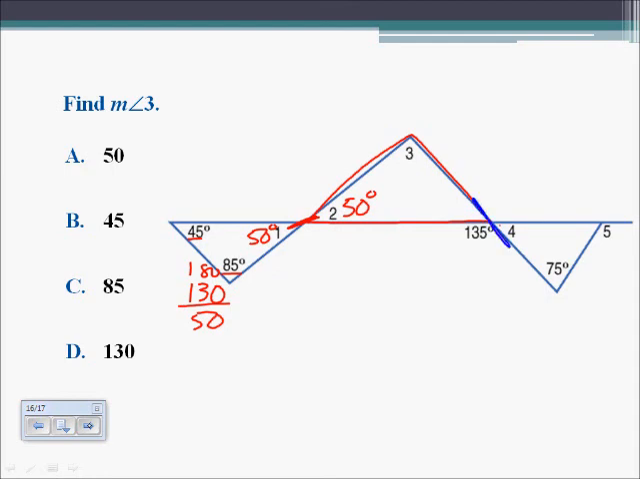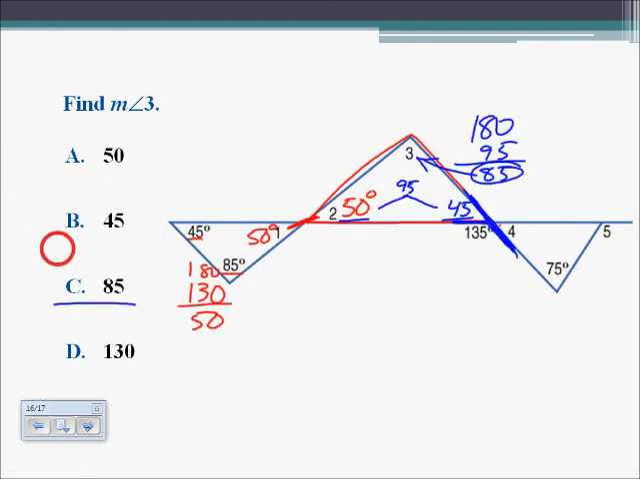Shifting over to the right here, this blue line means I have a linear pair, and if I have 135 on this part, I have 180 between the two of them. That means that this angle here has to be 45 degrees. And now that I have 50 and 45 for those two angles, I can add those together, which gives me 95. And if I take 180 minus 95, I'm left with 85, which is the measure of angle 3, and our result is C, 85.